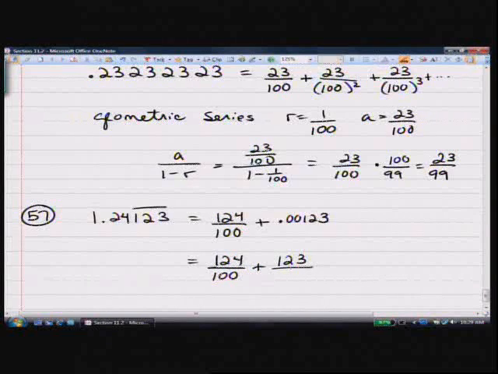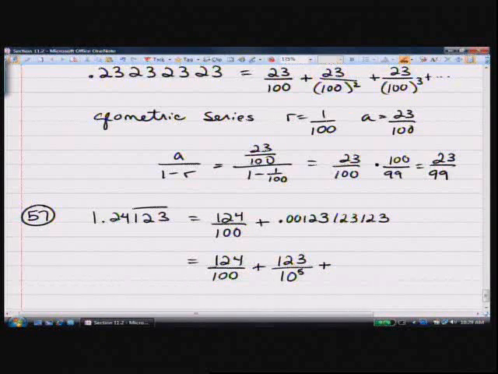Actually, just count the number of decimal places: 1, 2, 3, 4, 5. So you can think of it as just 10 to the 5th. And then this is going to repeat again, like this. To get the next one, there are 3 decimal places, so it's 10 to the 3rd.